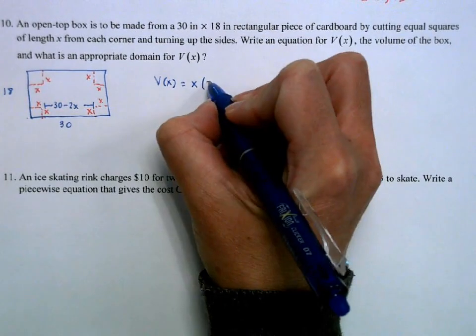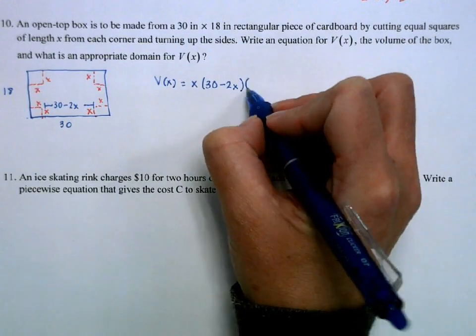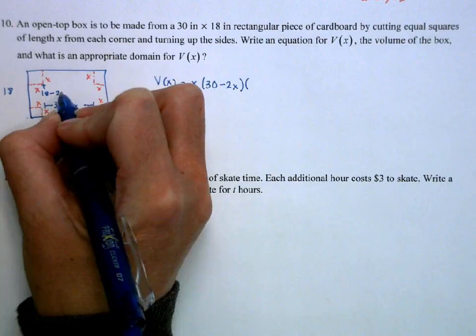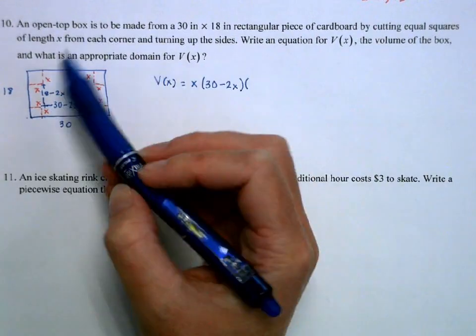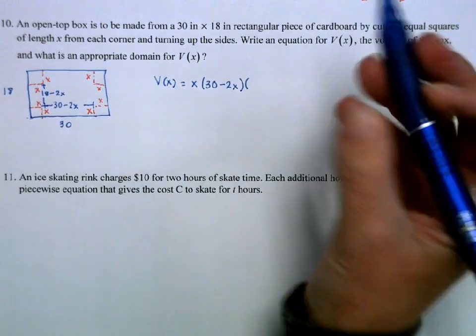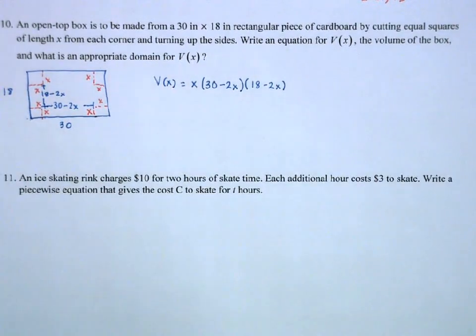And then similarly here, this is going to be 18 minus 2x, because same thing, I'm taking an x chunk out here, an x chunk out here, so that's going to be 18 minus 2x. The domain is my set of x values. So obviously I can't have an x value of like 100. I can't have an x value of -10. Those don't make sense in this problem.